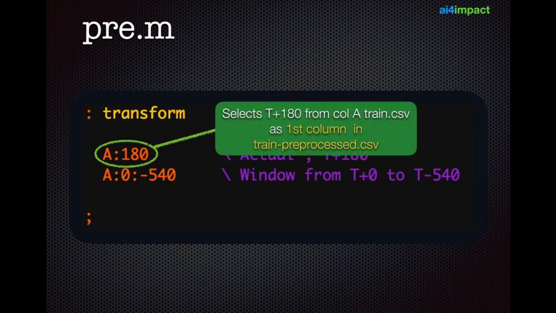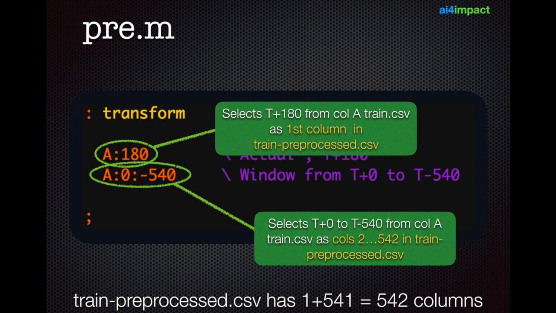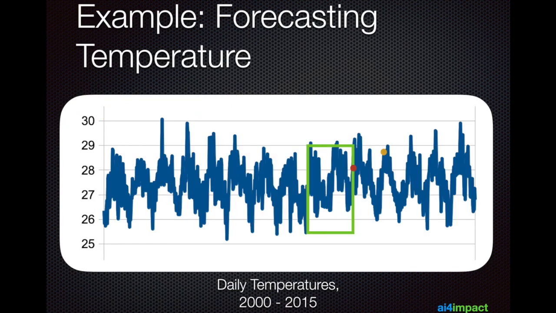A180 selects T1 plus AT from column A of train CSV as the first column in train preprocessed.csv, while the second selector selects the values T0 to T minus 450 from column A again, but this time as columns 2 to 542 in train preprocessed CSV. All in all, train preprocessed.csv would have 542 columns. This windowing is done again and again until the end of the file is reached, and stops when the Y value T plus 180 corresponds with the last row in the data file.